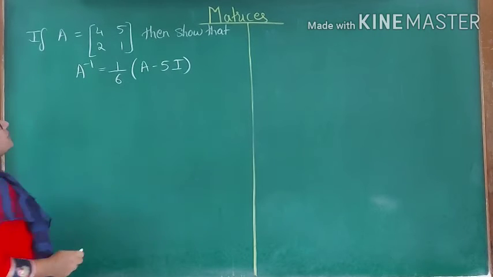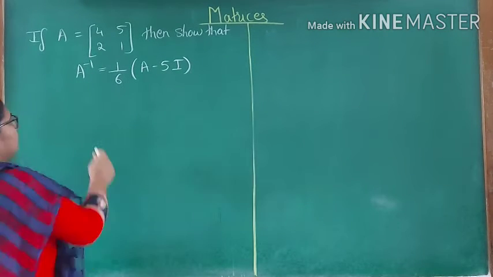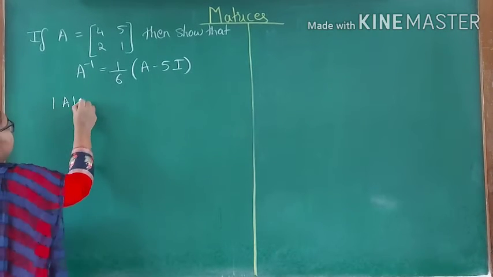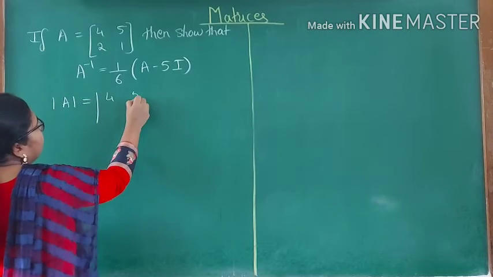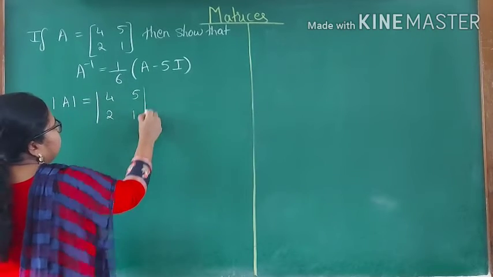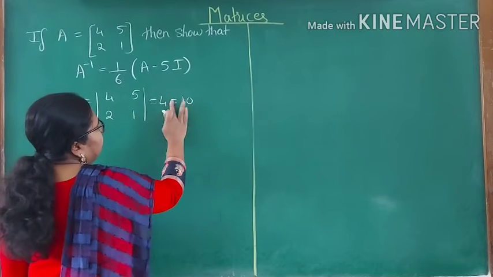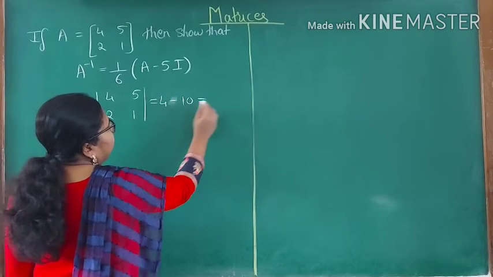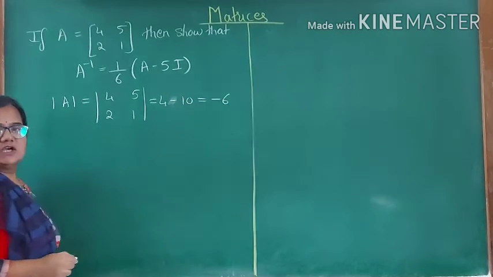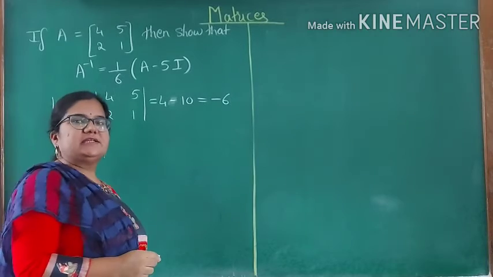So A matrix is 4, 5, 2, 1. First we will find the determinant of A, that is 4, 5, 2, 1. 4 ones are 4 and 5 twos are 10. Sorry. 4 minus 10 is minus 6. So determinant of A is minus 6.